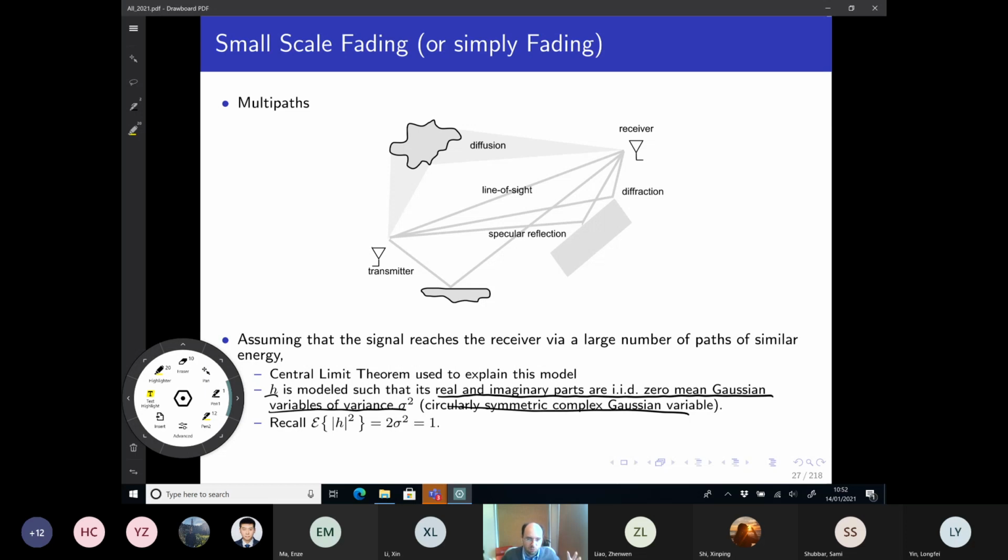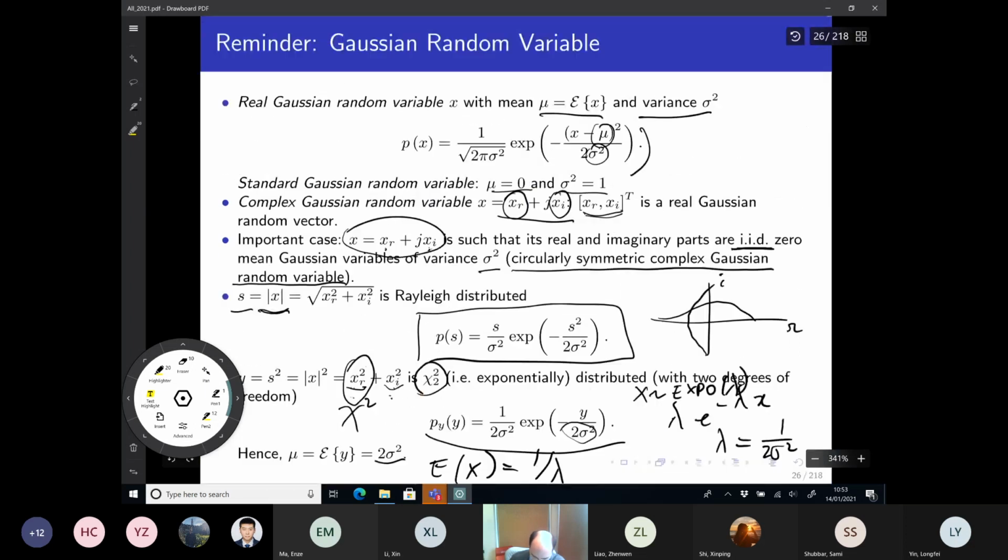H comes from the contribution of many paths, right? You have many paths that will constructively or destructively interact with each other. But because you have many of them, in the limit of an infinite number of them, you can assume this is actually Gaussian distributed. This is where it comes from. So we're going to assume H is a circularly symmetric complex Gaussian random variable. So we have one random variable there.